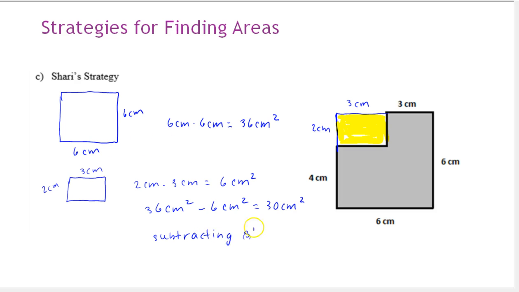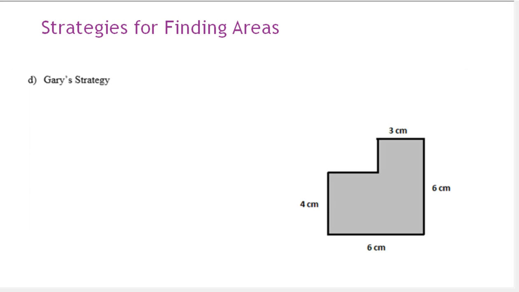Okay, so a subtracting strategy is when you find an area larger than the original area you're finding and you subtract off the difference of what's not really part of the original area. Let's look at the next one. Okay, now we're going to look at Gary's strategy. So Gary is going to use what we call a move and reattach strategy.